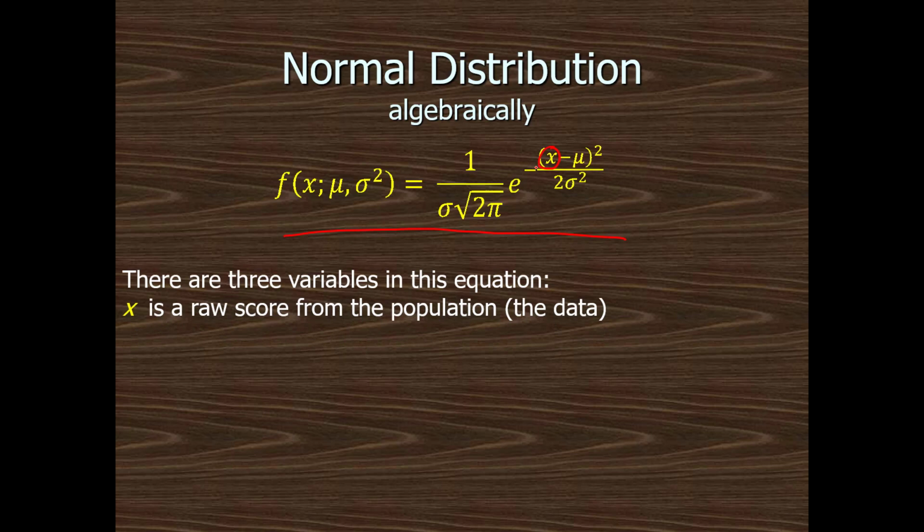All distributions are distributions of data. From this data, if it's a measurement variable, we calculate the mean. So we have the x, the mean, and then we have the standard deviation. And when it's squared, we call it the variance. So the normal distribution is a combination of raw scores, means, and standard deviation for that distribution.